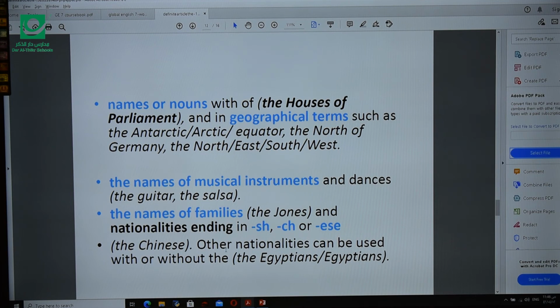And with nationalities, the can be used with or without. For example, I can say the Egyptians or Egyptians, depending on whether you are talking about something specifically or generally. Like when I say lions are dangerous, you are talking about lions generally here. But when you say the African lions are the most dangerous, here now I specified a group of lions.